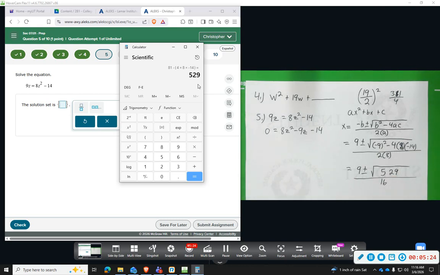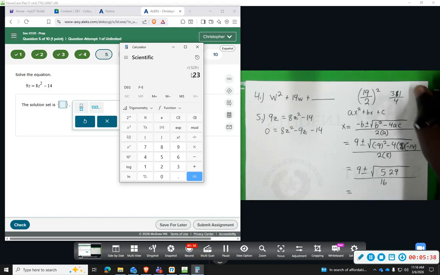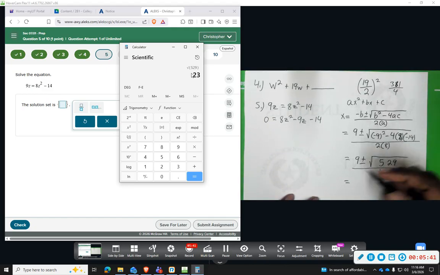Okay. So let's see if 529 is a perfect square. We're going to try to take the square root of it. Let's say square root. And it is a perfect square. We get 23. So almost to the end of my page. This is going to give us 9 plus or minus 23 divided by 16. So it'll give us two answers. We're going to have 9 plus 23 divided by 16. And then we're going to have 9 minus 23 divided by 16. So these will be our two solutions.